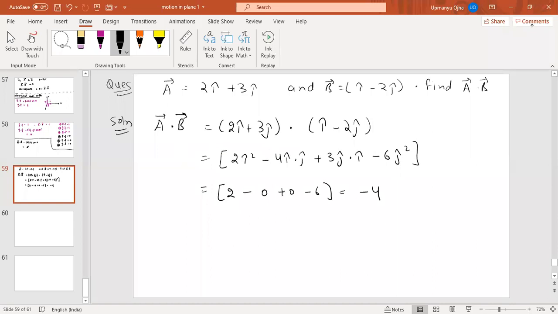It is a very simple problem, how to multiply A dot B. You have to multiply i cap with i cap and j cap with j cap, because the multiplication of i and j will automatically become 0. Whenever you are finding the dot product, you multiply i with i and j with j. After multiplying, we are getting the answer as minus 4. This minus 4 is a scalar quantity. The dot product answer is always scalar.